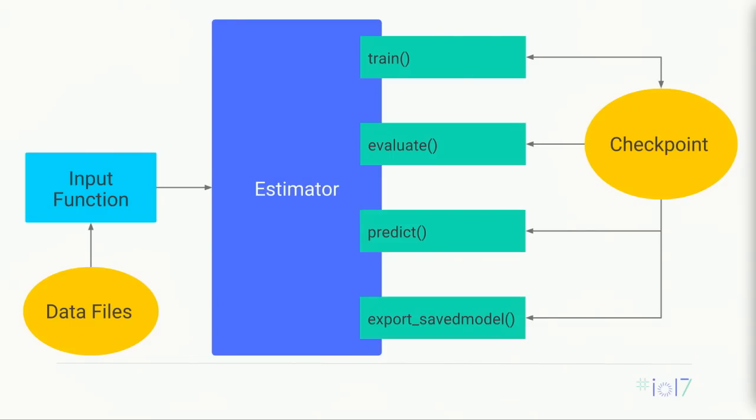There's a trick here. The estimator actually saves its state to what's called a checkpoint. The checkpoint contains all of the variables that the model contains. And every time we call one of these functions, it'll synchronize with the checkpoint. This is very important for the distributed setting, where you have several machines, and they all do their own thing. But they have to synchronize, and they synchronize when something restarts or when something breaks. They synchronize via a checkpoint. The checkpoint is also what we use to export the saved model.